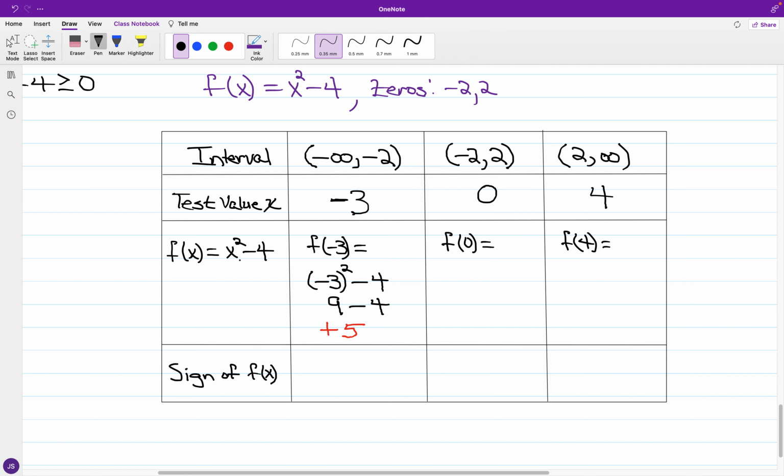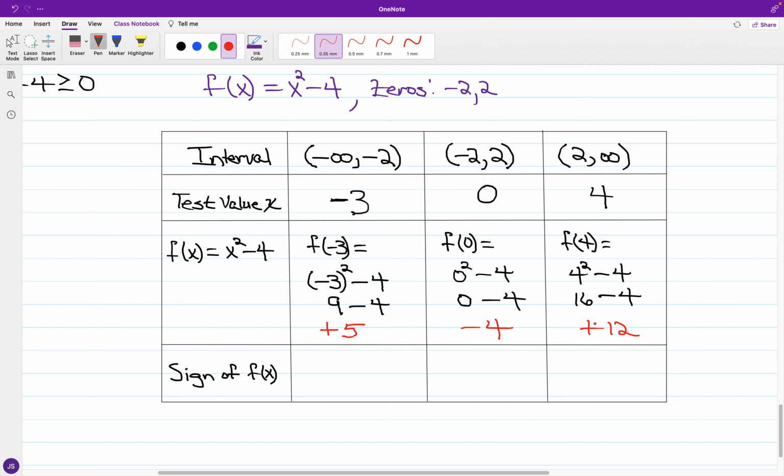Now for f of 0, we're looking at 0 squared minus 4. 0 squared is 0. And 0 minus 4 will come out to a -4. Now for f of 4, plugging in, x squared becomes 4 squared, and 4 squared is 16. Again, we have minus 4 to follow. And 16 minus 4 comes out to +12.